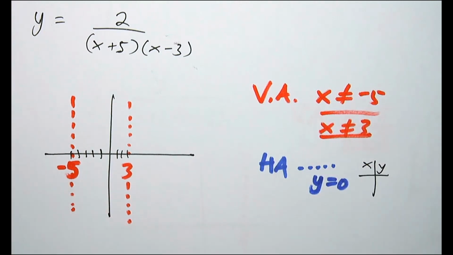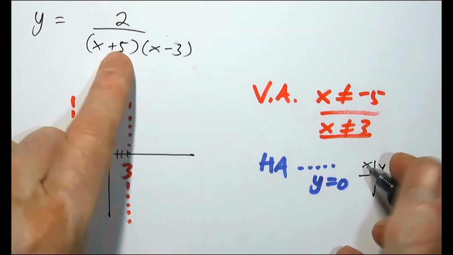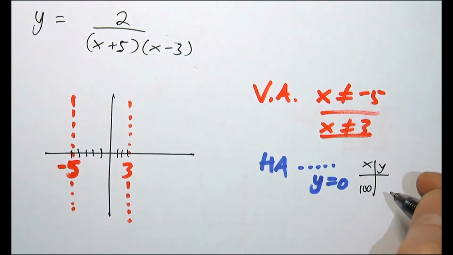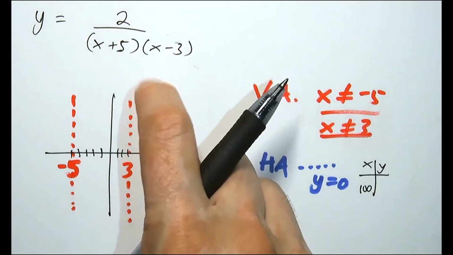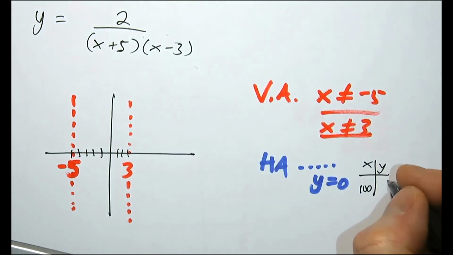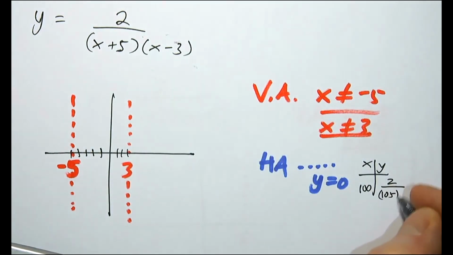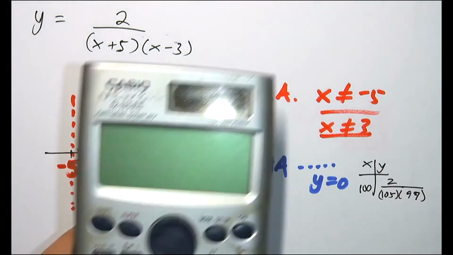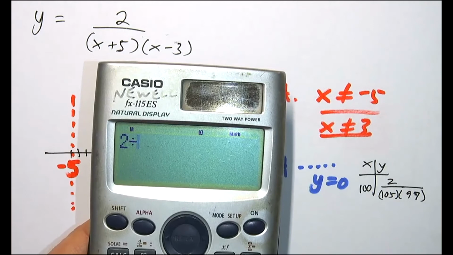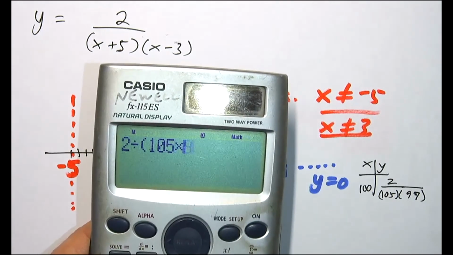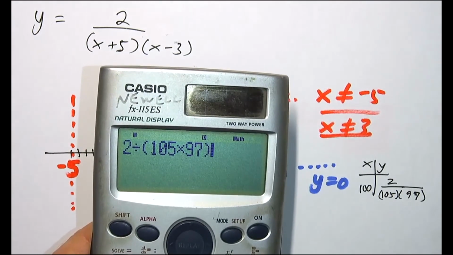And if you're like, I can't remember that, then that's fine. Just put in a big number like 100. If you don't like that trick about more here, more there, I'm just going to plug in 100. Okay, 2 times 105 times 97. Let's see what this is. 2 divided by parentheses 105 times 97.